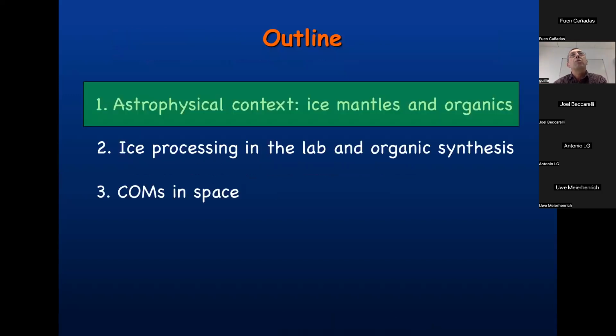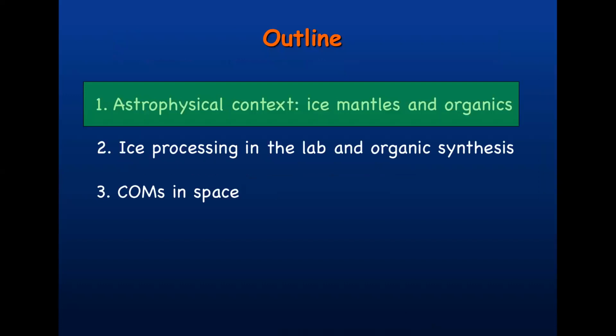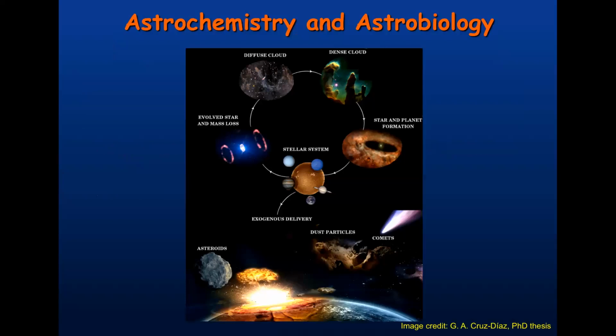First, I will introduce the astrophysical context of ice and organics in space. Second, I will talk about the laboratory work we do to simulate the processing of ices and the synthesis of organic species in the ice. And finally, I will talk about evidence for the presence of these complex organic molecules in space.